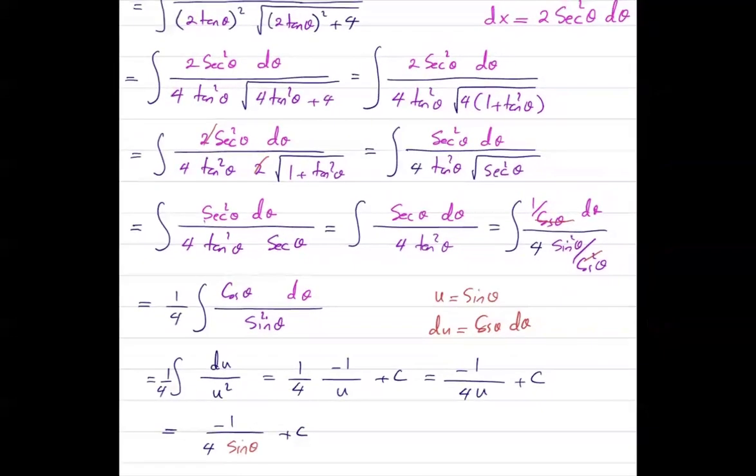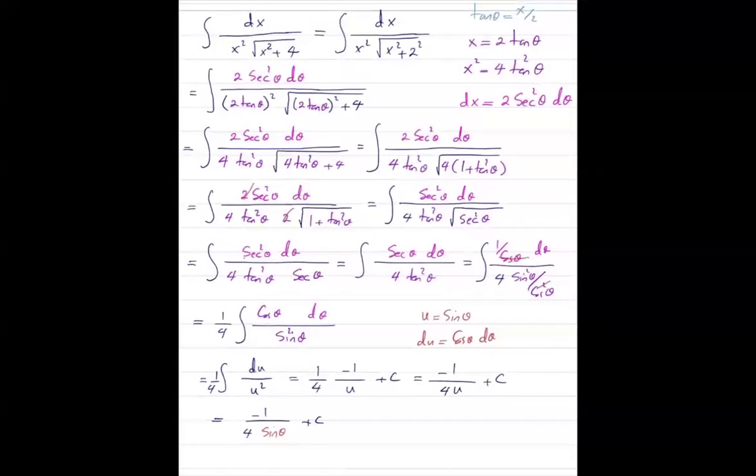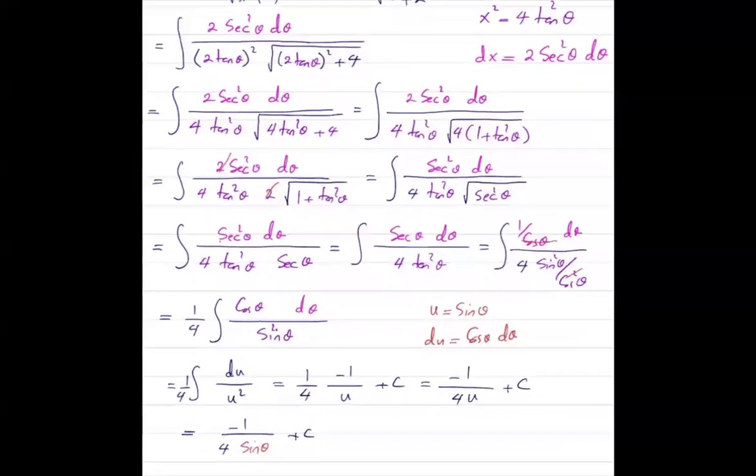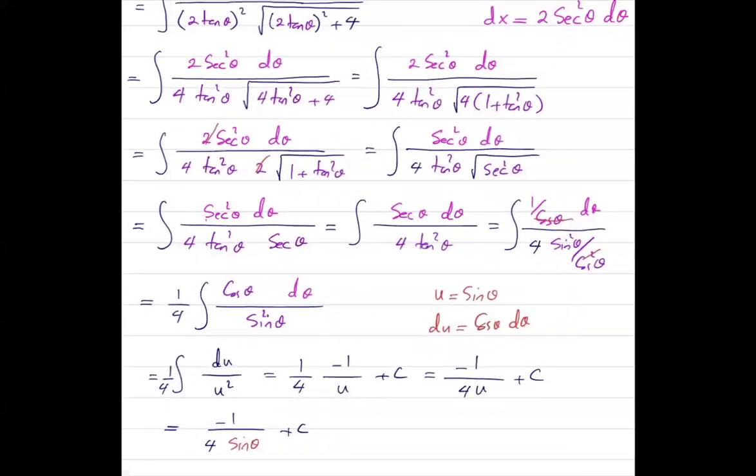Go back to the question at the top. Here you have the integral of dx divided by x squared times the square root of x squared plus 4. Well, we need to get rid of sine theta in the denominator. What is sine theta? So let us go back to our right triangle and see what we have for our sine. You can also write this as cosecant if it makes it easier for you. So negative 1/4 cosecant of theta plus c.